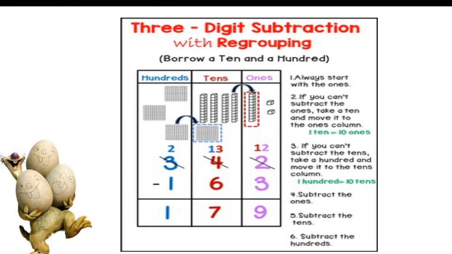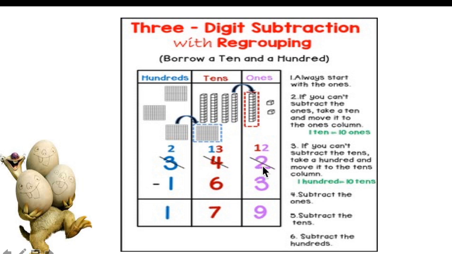Now, we are of course going to work with hundreds. And here is an example. How will we work with hundreds? Have a look. 342 take away 163. We always start with the ones digits in this column. Where will we start? With the ones digits in this column, okay?